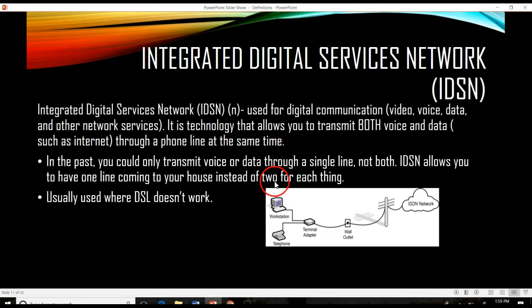Now, looking over here, you see this terminal adapter? This is what allows it to happen. It's what allows you to have one line instead of two. Let's say you're working on the internet and the phone rings, and you're connected through the phone line still, but this time what would happen was you could still talk on the phone, but your internet would just get a little bit slower, so it wouldn't just completely kick you off.